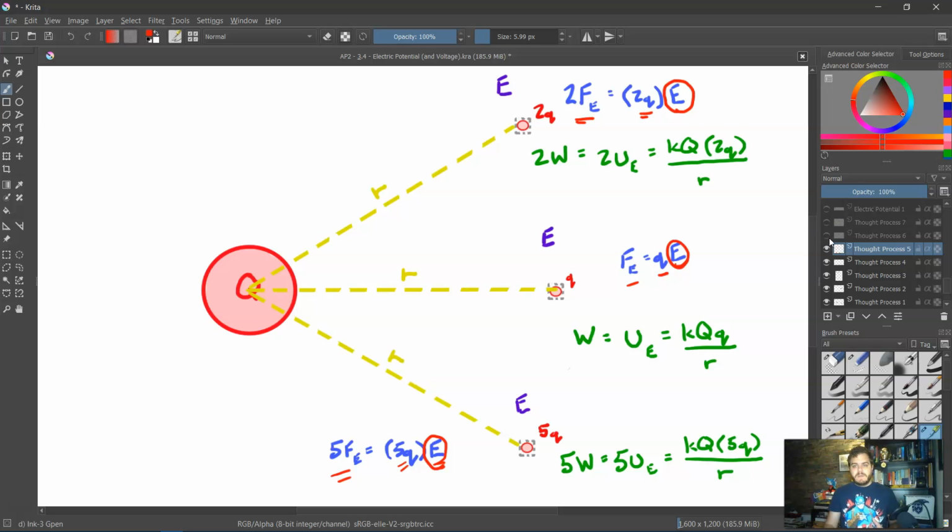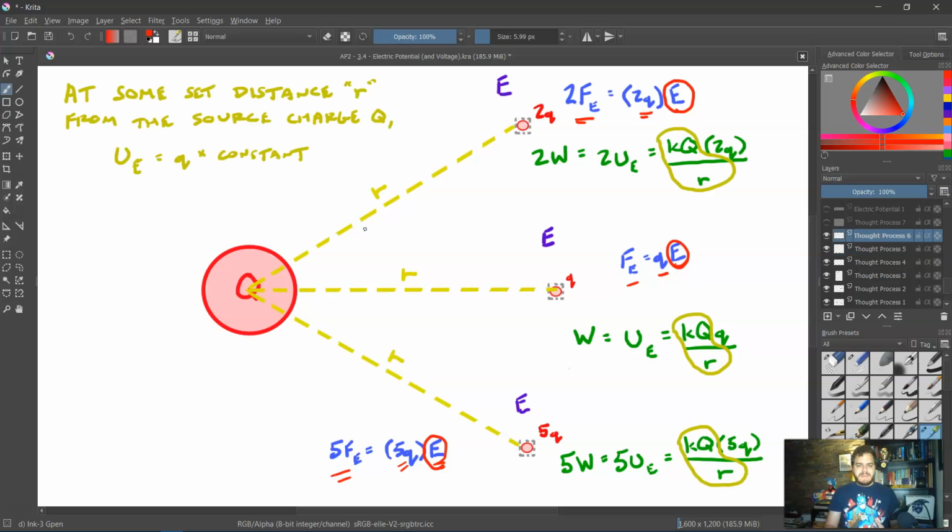And there is, because if we look, we see that at some distance r at all of these points from this source charge, we call the source charge the one that's creating the electric field, Q, all of these are really just: the electric potential energy is equal to the charge that we've placed in this field times some constant, because that constant is kQ of the big charge over r, and that's constant in all these situations. They're all the same distance, all the same charge. Coulomb's constant is the same. So instead of q times the electric field giving me the force, I have q times some constant giving me the electric potential energy.